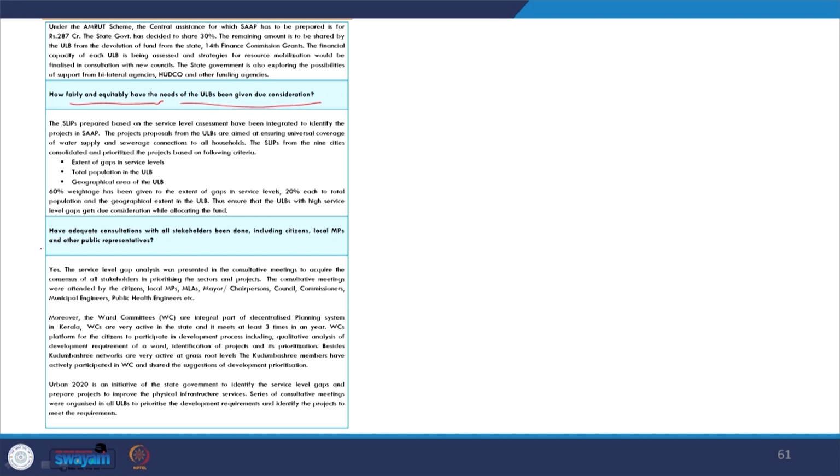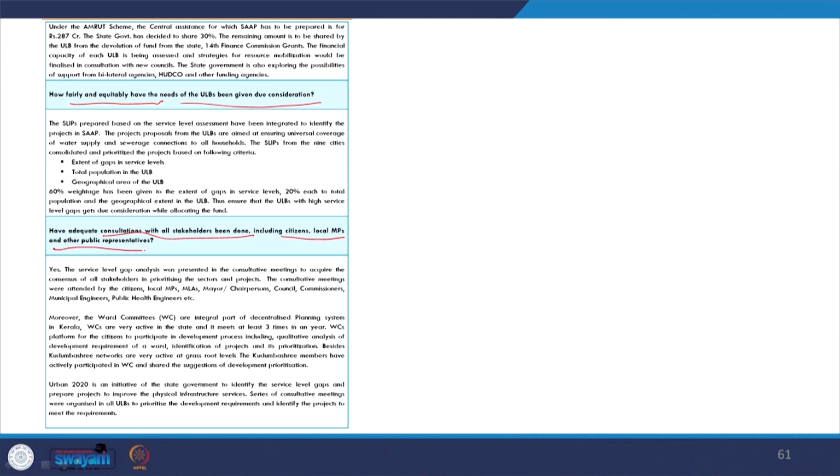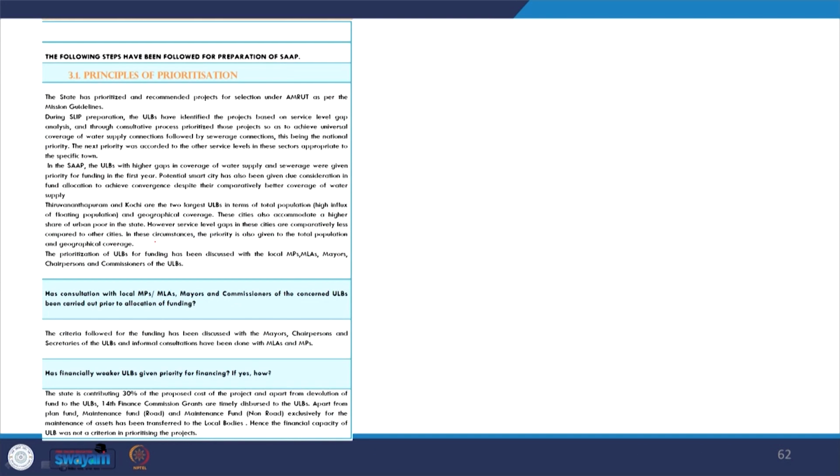Further, we see another important component: whether adequate consultation with all stakeholders has been done. As we see, this is a reverse process we are following; we are coming from the bottom up approach. So, it also ensures that consultation with the different stakeholders has been done. We see how the citizens, local MPs and other public representatives have been engaged in the process.